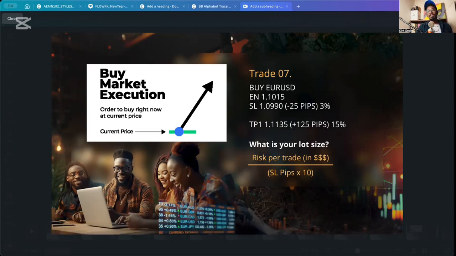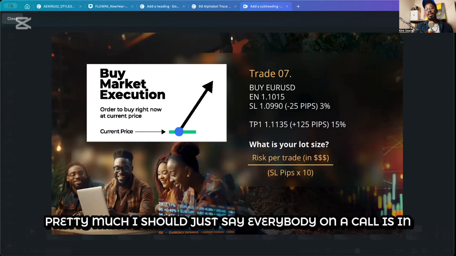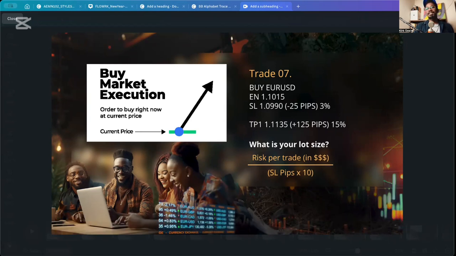Dawn is in. Fonda is in. Tranisha, Camille. Tricia is in. Let's go. Sanchi is in. Junior, you take back 6. No take backsies. Bernadette is in. Raquel is in. Pretty much, I should just say everybody on the call is in. I feel like that makes sense.